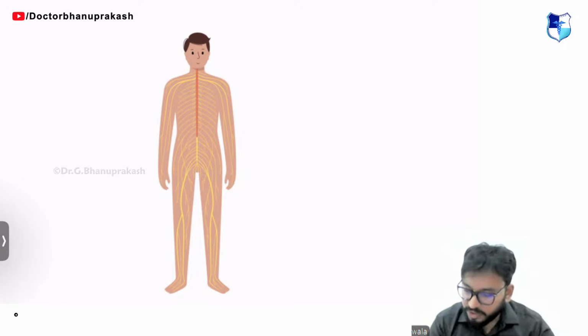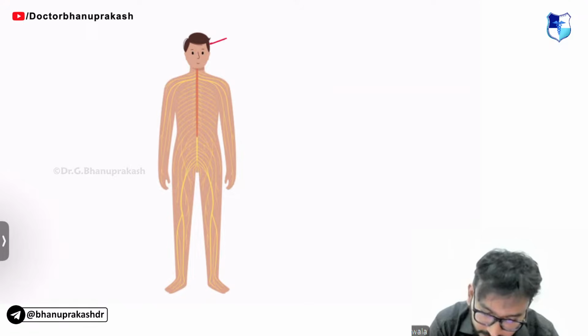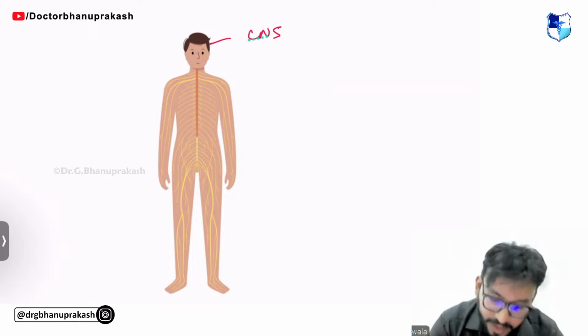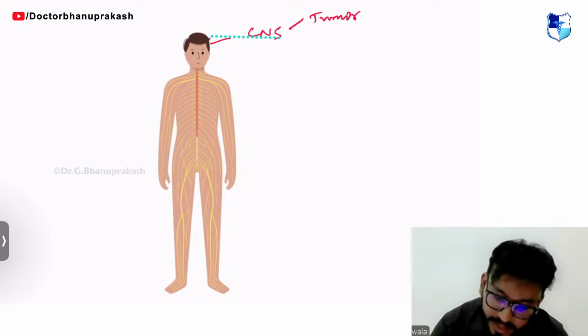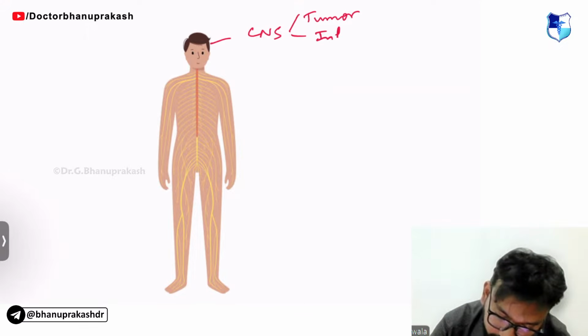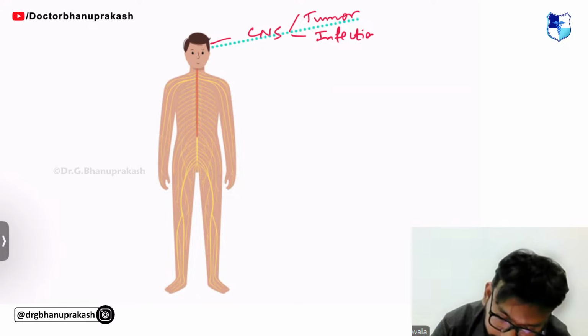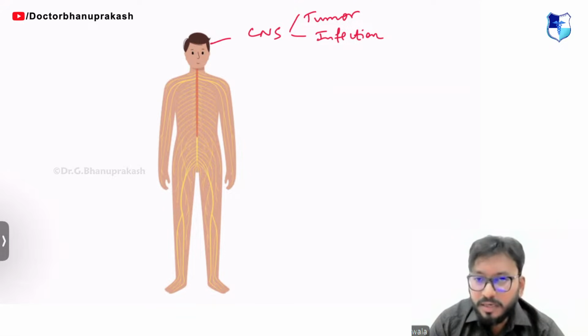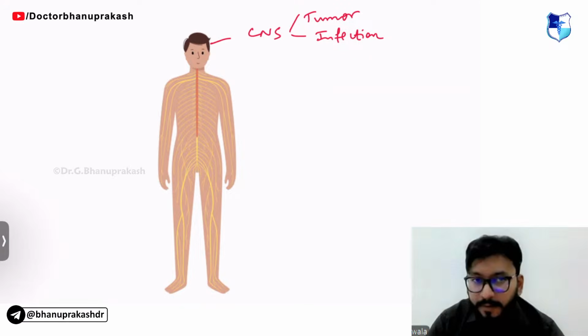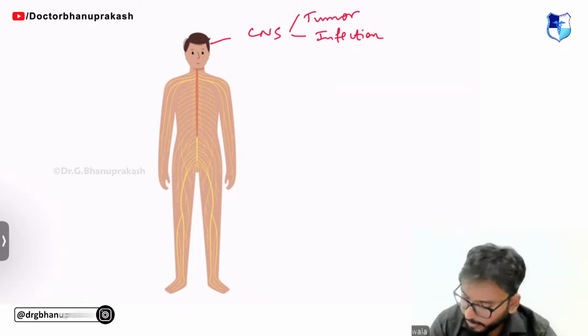So what is the first one, guys? Yes, CNS. Starting from the head, CNS. Any CNS tumor, any CNS malignancy, any CNS infection, your answer has to be that the investigation of choice is MRI.